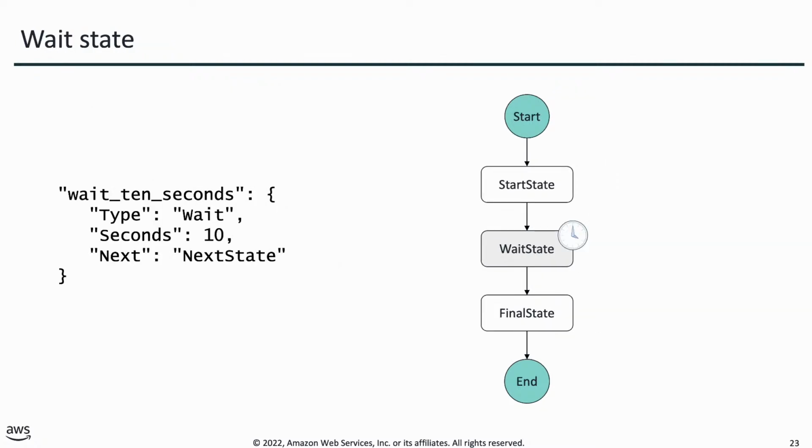And then the wait state is going to delay the state machine from continuing for a specific amount of time, almost like a sleep. And you can choose either a relative time, which is specified in seconds from when the state begins, or an absolute time, which is specified as a timestamp. And you can use a wait state as a form of timer for your workflow.